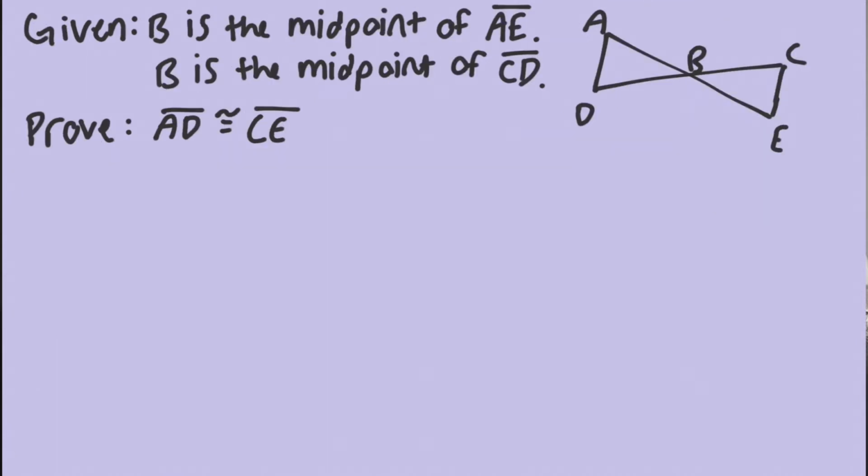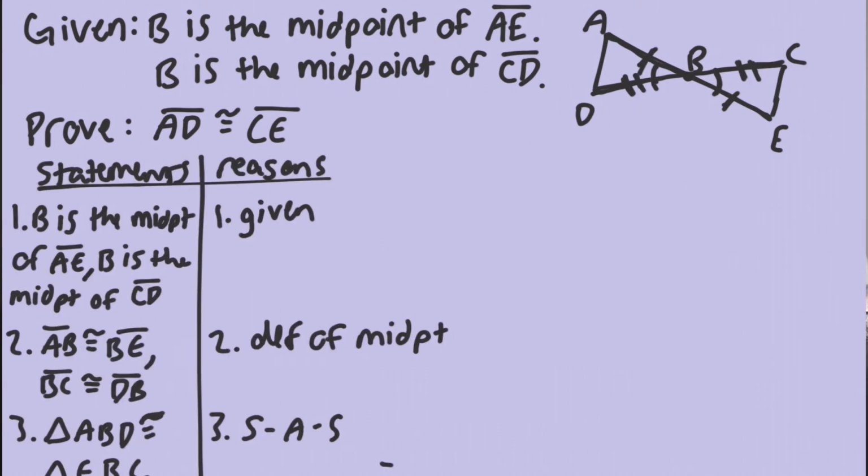This last one, B is the midpoint of segment AE. So if B is the midpoint of this segment, then it's cutting it in half, meaning these 2 segments are equal. And B is also the midpoint of CD, so it's cutting that in half, meaning these 2 segments are equal. Now we have 2 pieces of congruent information. We need one more. We don't know for sure that AD and CE are congruent, but these 2 angles are congruent because they're vertical angles, and vertical angles are always congruent. This now makes the 2 triangles congruent by side, angle, side.